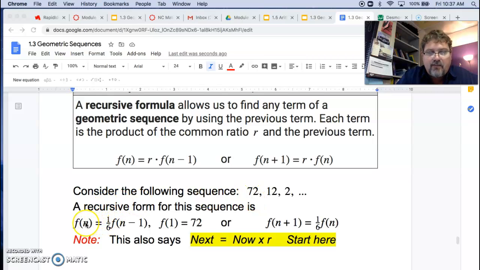So the way we would write that, and it's very simple, you're always going to have this f of n minus 1 notation right here. That says previous term. 1/6 is your common ratio. That's what it says: r times f of n minus 1. Start with 72. That's what it says. Now put that note here. This also says next equals now times r. Start here. Well, we start at 72 to get this sequence.